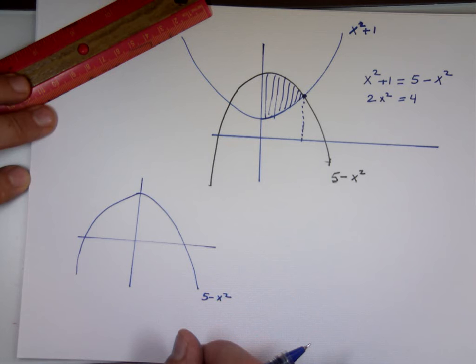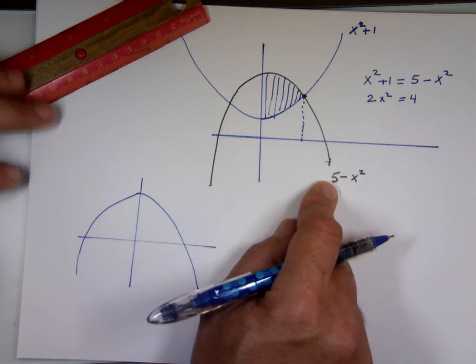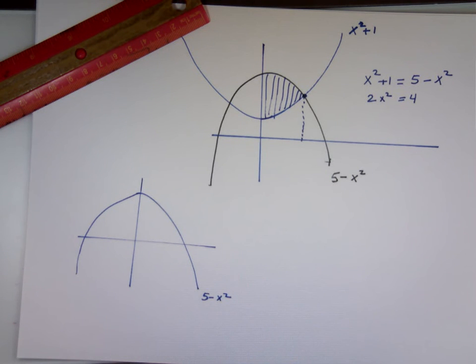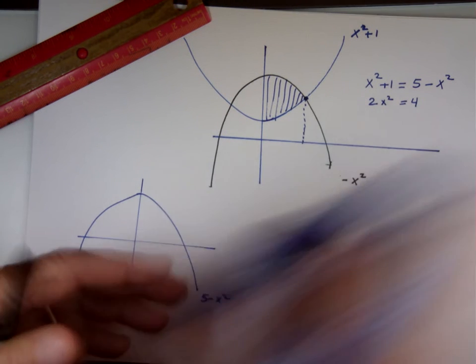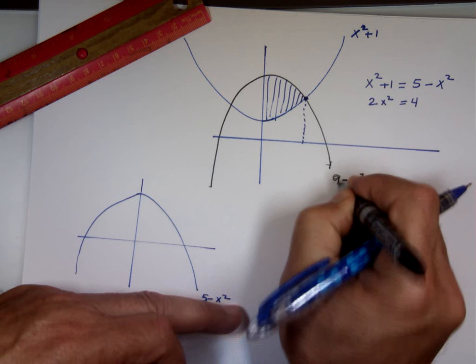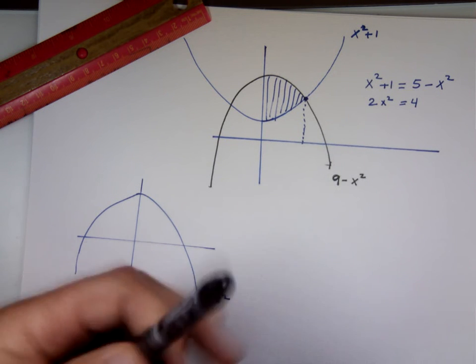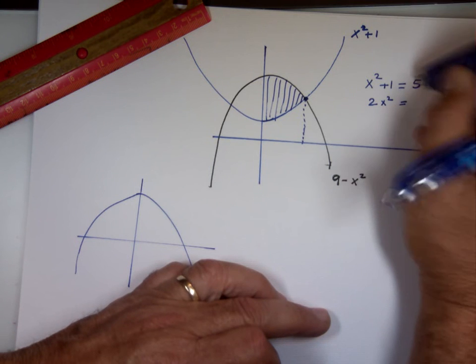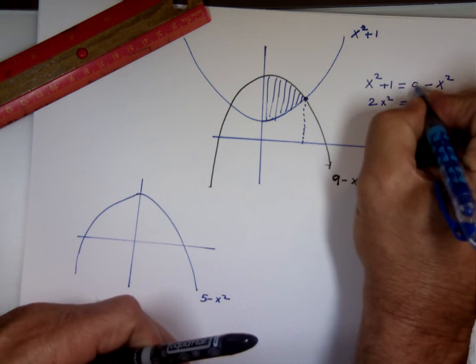I should have made that a 9. One more adjustment. Let's make it a 9. Try to make the math a little bit easier. A 9, not a 5 here. You'll see why I chose a 9 now instead of the 5. So if I do a 9 here, what's 9 minus 1? 8.